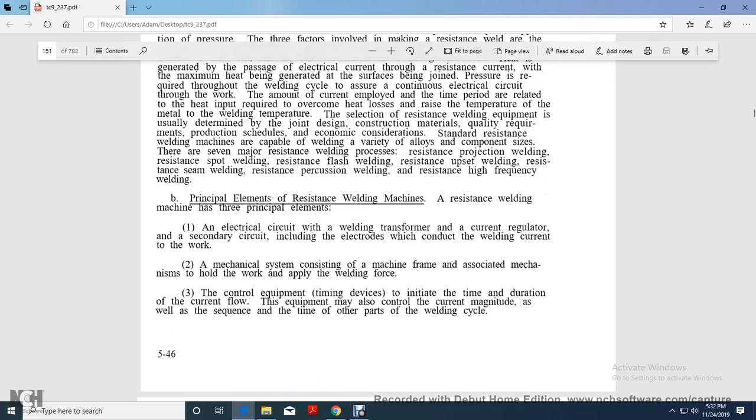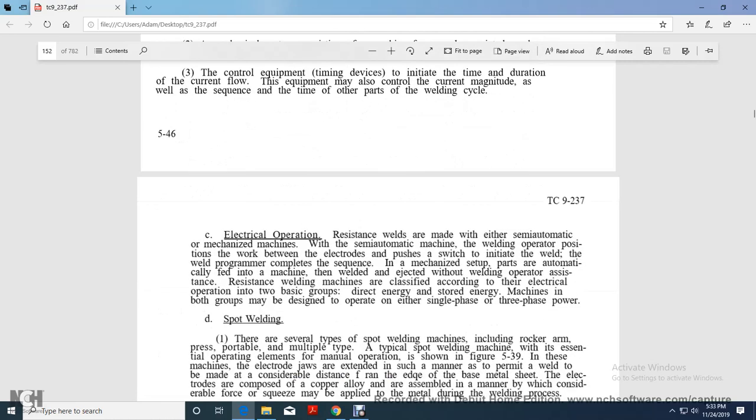Principal elements of resistance welding machines. A resistance welding machine has three principal elements: the electrical circuit with a welding transformer and current regulator, with the secondary circuit including electrodes that conduct the welding current to the work; the mechanical system, including the machine frame and the associated mechanisms to hold the work and apply the welding force; and the control, with the timing device to initiate the time duration of the current flow. The equipment also controls the current magnitude as well as the sequence timing of the other parts of the welding cycle.